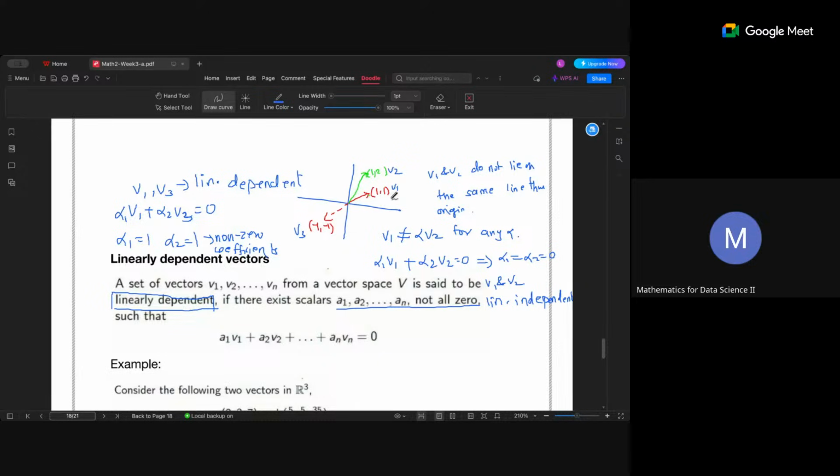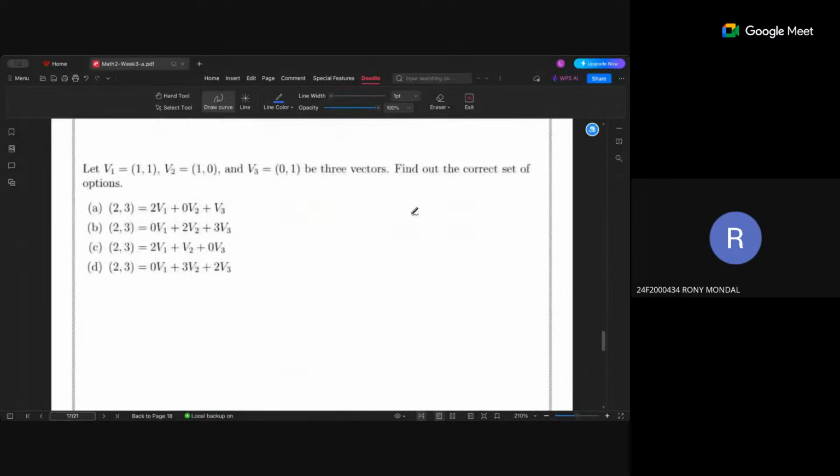In both ways, are you able to understand linear dependence and independence for at least R2 till now? Yes, ma'am. Yes, ma'am. Okay.